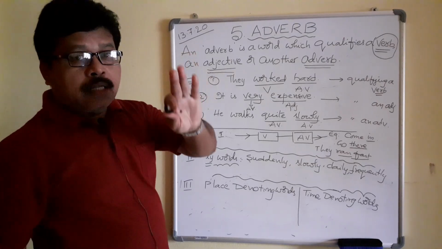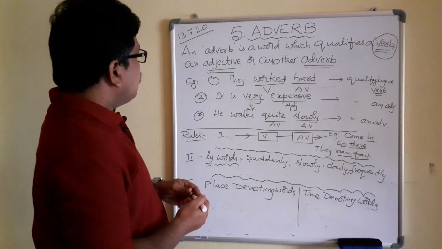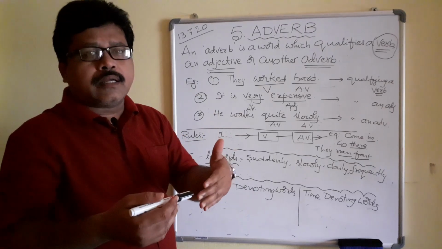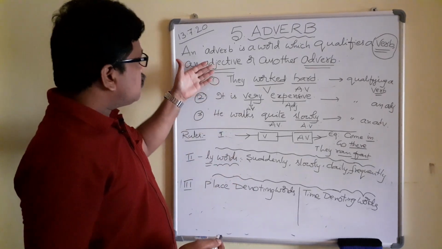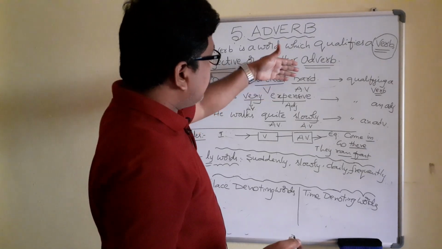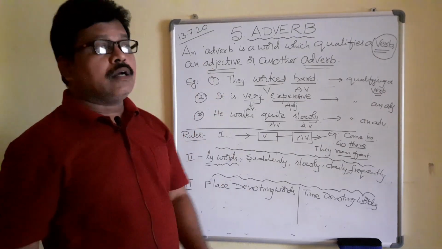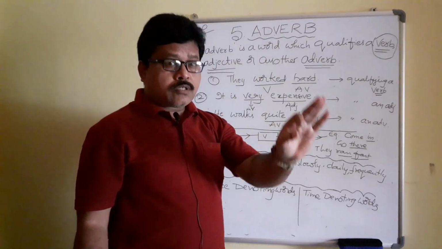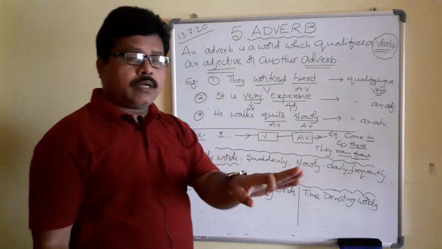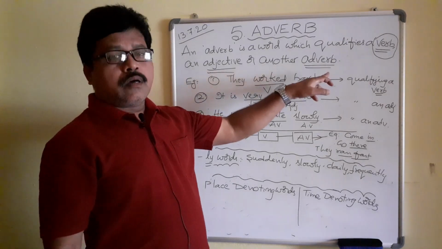Totally 3 functions are there. The first one is it should qualify a verb. Then sometimes it qualifies an adjective also. Qualifying means adding something to the meaning and describing. Sometimes it describes an adjective, and sometimes one adverb describes another adverb. So basically 3 functions are there. The most important thing is, an adverb always describes a verb. Not only verb, it sometimes describes an adjective, and sometimes it describes an adverb also.